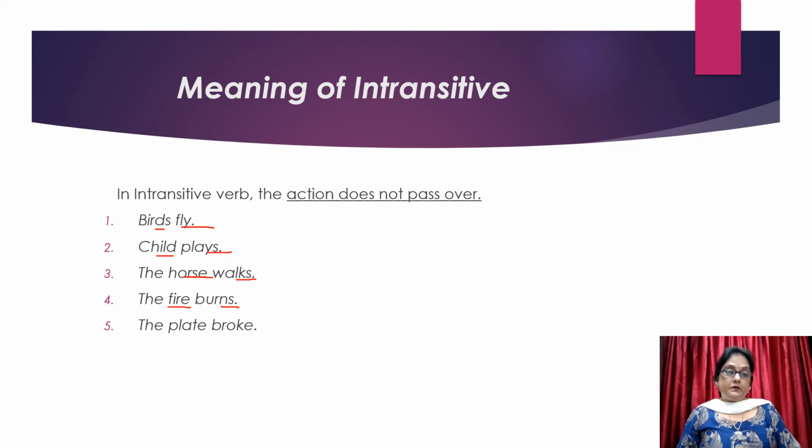The plate broke. The plate is the subject. Broke is the verb, but there is no object. So this is again an intransitive verb. So what we have learnt is that in transitive verbs, the action passes over from the subject to the object. Whereas in intransitive verbs, the action does not pass over from the subject to the object. There is no object.